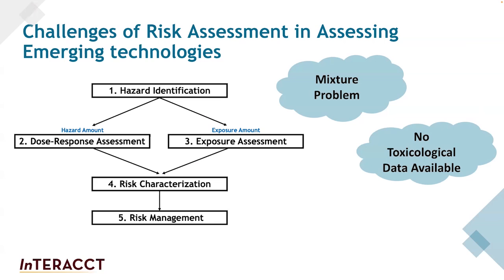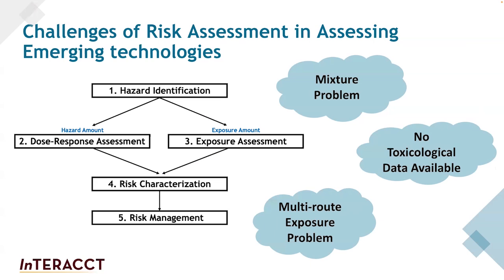Then, in exposure assessment, we encounter multi-route exposure problems. Workers may be simultaneously exposed through inhalation and dermal contact, or even ingestion, especially in poorly controlled settings. All these limitations impact the next step, risk characterization, where we aim to combine hazard and exposure to quantify risk. But when data are lacking or exposure is complex, it becomes difficult to calculate reliable risk metrics, which ultimately complicates risk management.